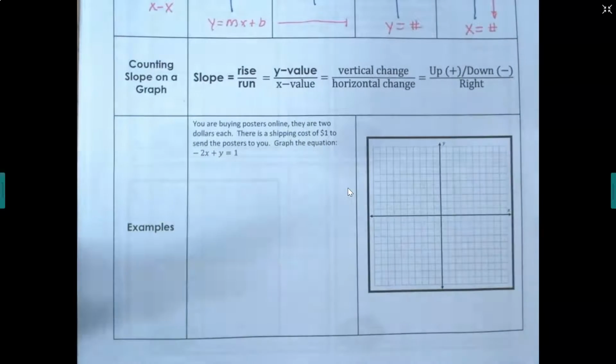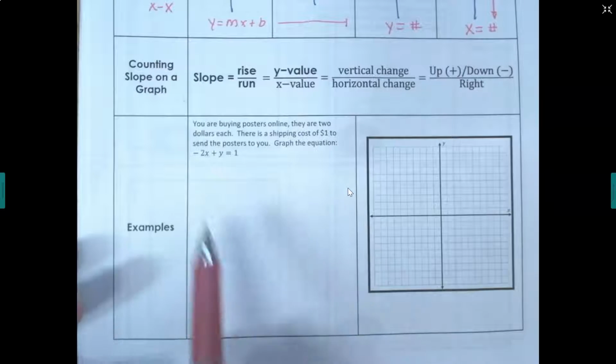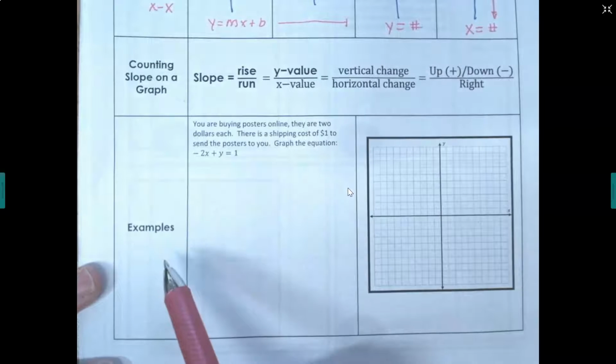All right, so let's take a look at an example. So we have a scenario where we're buying posters online. They are $2 each. There is a shipping cost of $1 to send the poster to you. Graph the equation. I've given you the equation. Now, remember from the other day, when we graph, we like to be in slope-intercept form. This is currently in standard form.